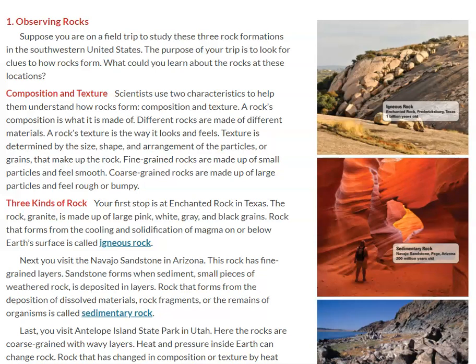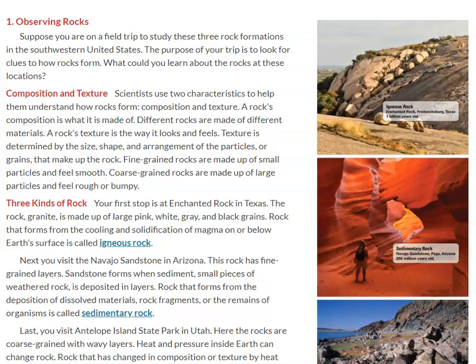Now, there are three kinds of rocks. Your first stop is at the Enchanted Rock in Texas. The rock, granite, is made up of large pink, white, gray, and black grains. Rock that forms from the cooling and solidification of magma on or below Earth's surface is called igneous rock. And the picture is in the upper right-hand corner.